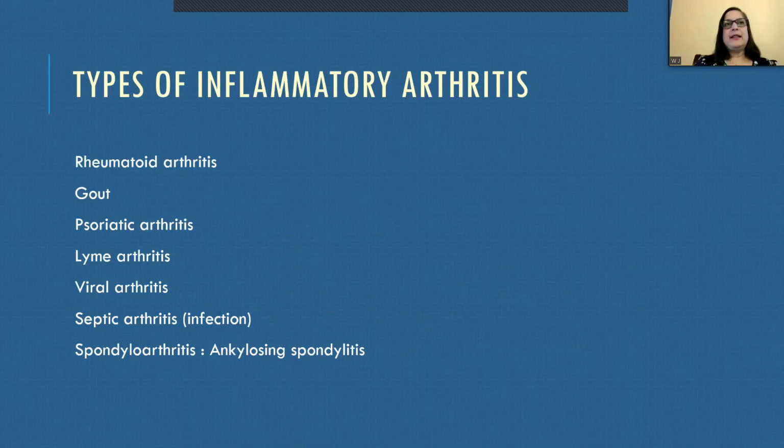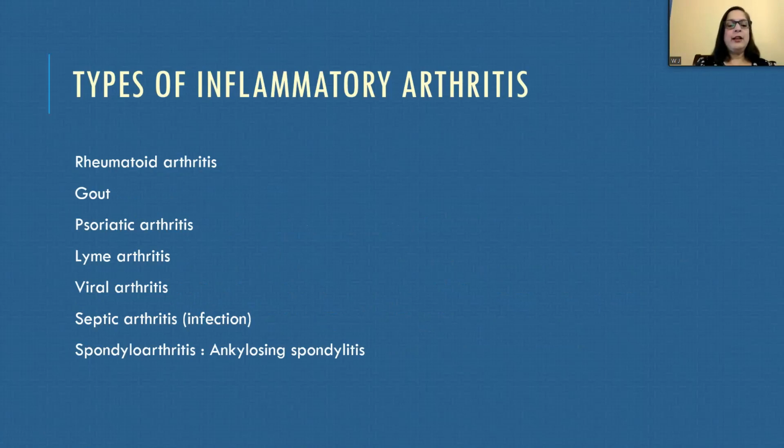Inflammatory arthritis is caused by inflammation in the joint, which I showed you. The synovium, that is the membrane that lines the joint, gets inflamed and causes symptoms and inflammation in the joint, leading to redness, pain, tenderness, and swelling in the joint. The commonest form of inflammatory arthritis that is seen in practice is rheumatoid arthritis, also gout, psoriatic arthritis, Lyme arthritis, which we will discuss a little bit more in detail.